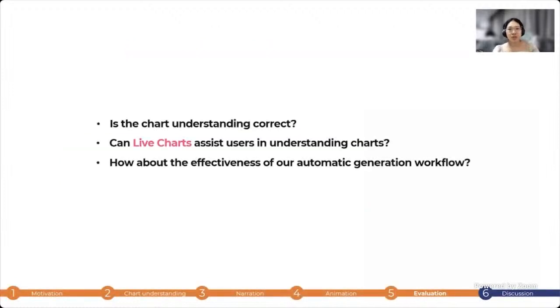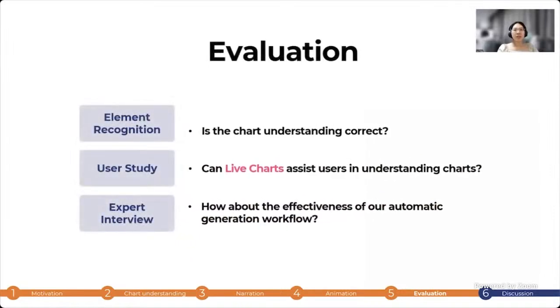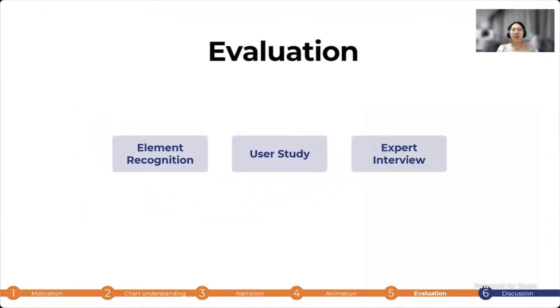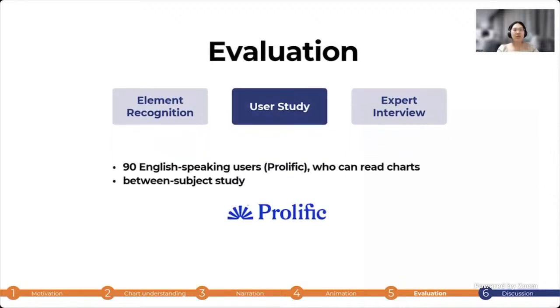Okay, so after we introduce a pipeline for generating live charts, we may have a lot of questions like, is the chart understanding correct? Can live charts assist users in understanding charts? How about the effectiveness of our automatic generation workflow? So we conducted some evaluation: a recognition test for understanding, a user study, and expert interviews. Due to the time limits, here I only focus on the user study and show some interesting findings.